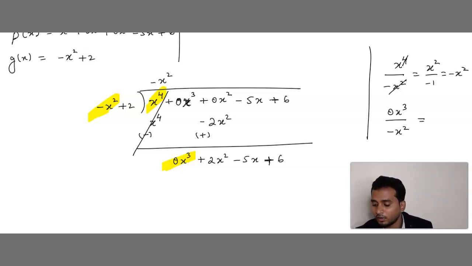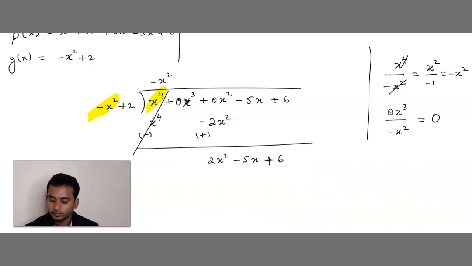Children, 0 divided by anything is 0 only. 0 divided by anything is 0 itself. Are you getting my point? It means we are just cancelling this term. 0 means nothing. If you multiply anything with that, it becomes 0 only. So delete that term. 0 we are deleting. Understood? 0 by minus x square is 0. If you write here plus 0, x square into 0 is 0, 2 into 0 is 0, everything is 0 itself, no? So we just delete that.